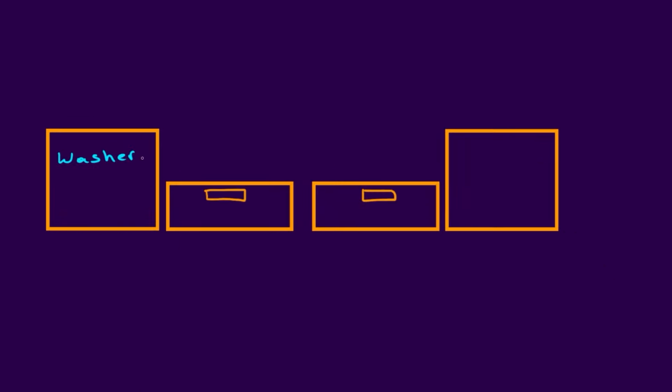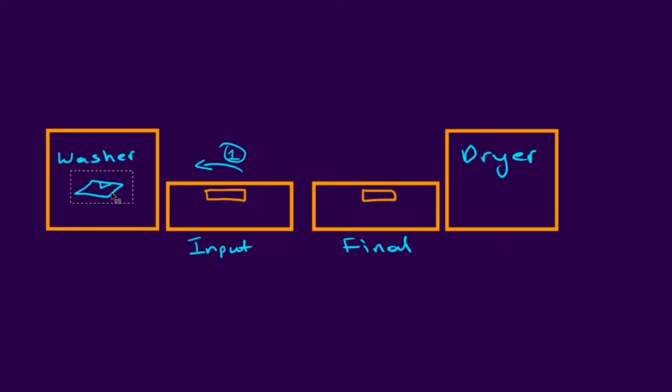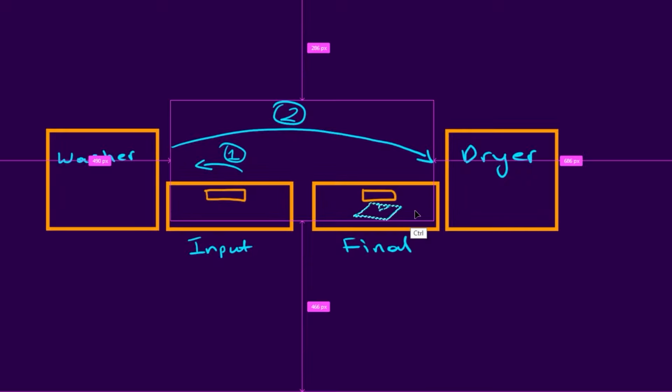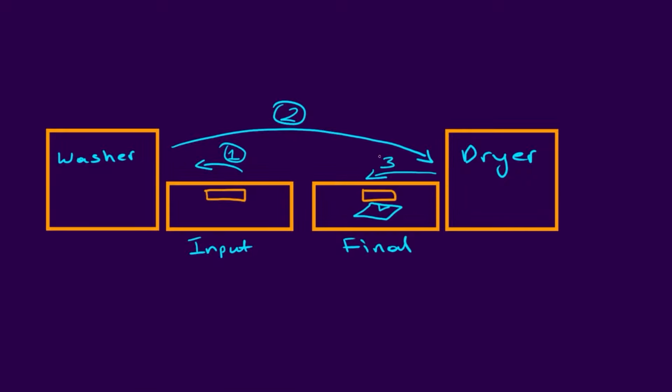For example, let's say we are going to do some laundry. In our laundry room, we have a washer, a dryer, and two laundry baskets. These baskets are labeled as an input laundry basket and a final basket. We first start by inserting our dirty clothes into the washer from the input laundry basket, making the input laundry basket empty. Once the washer's process is done, we take out the clothes and directly place them into the dryer. Once the dryer's process is done, we then take out the clothes and place them into a final laundry basket ready for the next step.